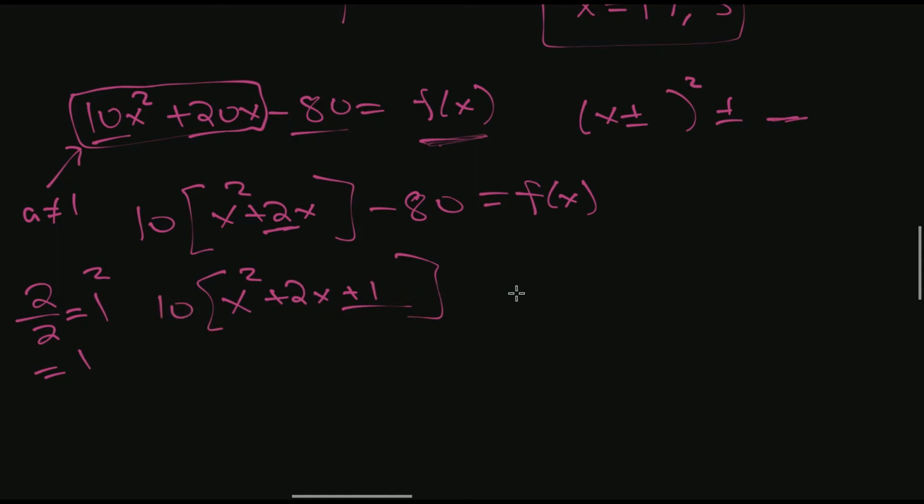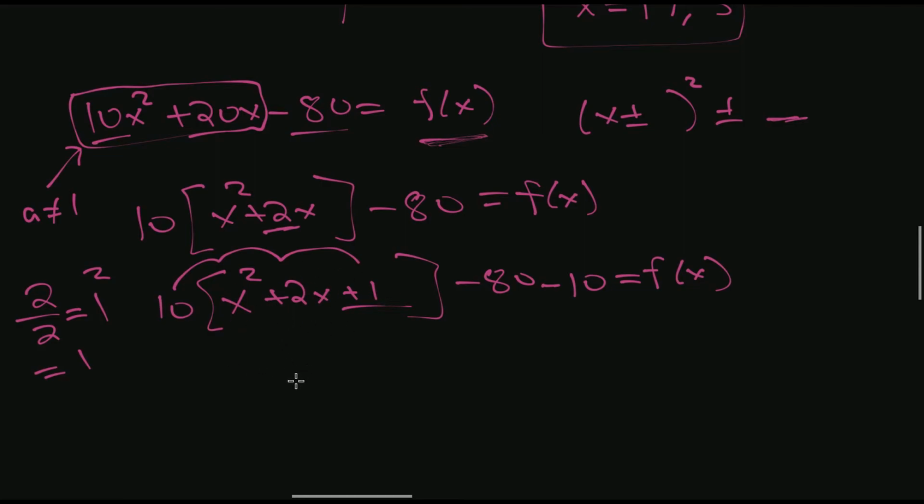Now, I have changed the problem by adding in this 1. So I need to adjust for that, just like I did last time. But actually, I have not just added in 1. I have added in 10, because everything in here is being multiplied by 10. So by putting a plus 1 in here, I have added 10 to this side. So I now need to subtract 10 to balance that out.